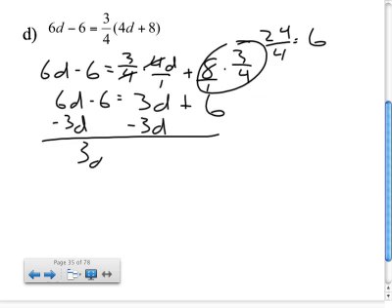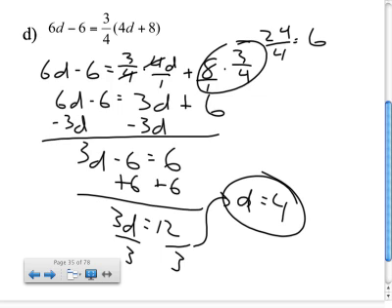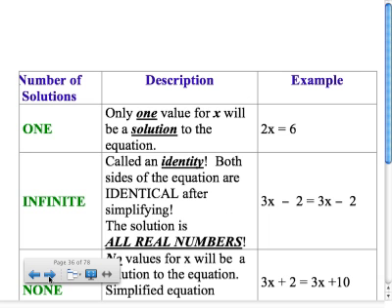So I get 3d minus 6 equals 6. Add your 6 to both sides. You get 3d is 12. And then divide by 3 on both sides to get d equals 4. Okay. Again, I know I'm going through this video quickly, mainly because I feel like you have a pretty good handle on this, and you can rewatch as many times as you feel you need to.